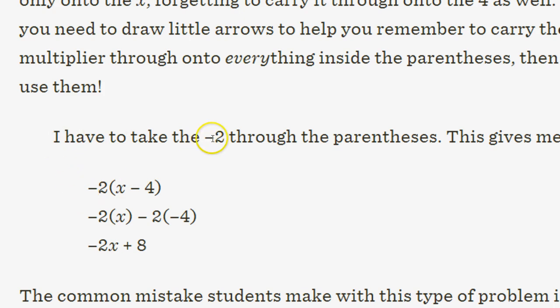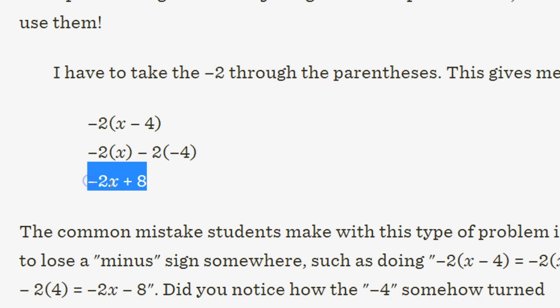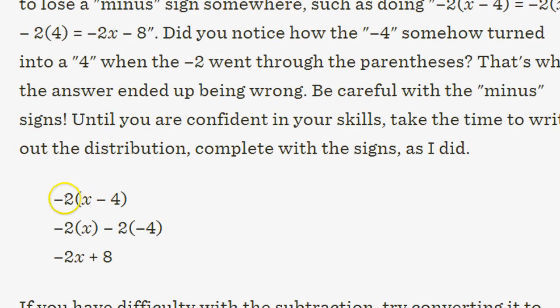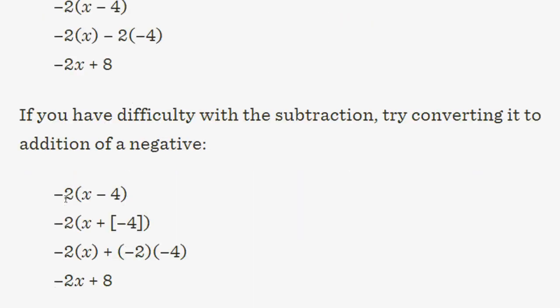Alright, I have to take the negative 2 through the parentheses. This gives me negative 2 times x minus 4, so I multiply everything by negative 2. Now the tricky part is most people will make the mistake and forget that a negative times a negative here is going to be a positive 8. So you just have to be very careful with how you do it, and just work it across simply. Just make it easier for yourself. If you have to make brackets just to remind yourself and then put a plus here, it's totally up to you.